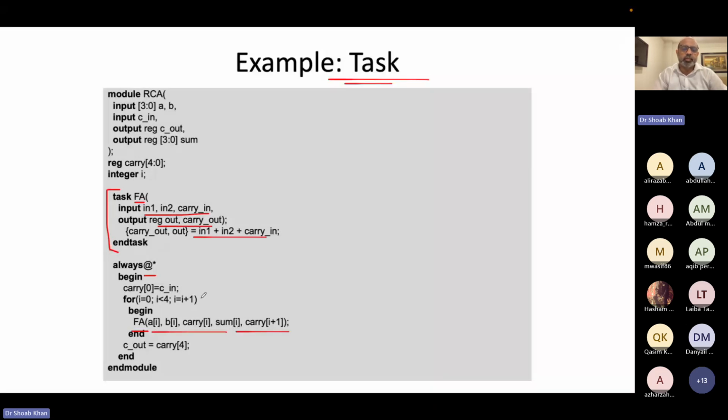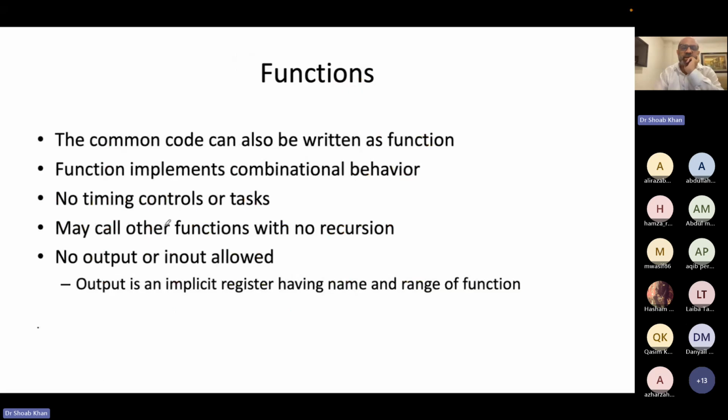So this is how you reuse the task multiple times, and you're using it. And because it is in a procedural block, they are to be reg, variables of type reg, because they are always going to be in a procedural block.